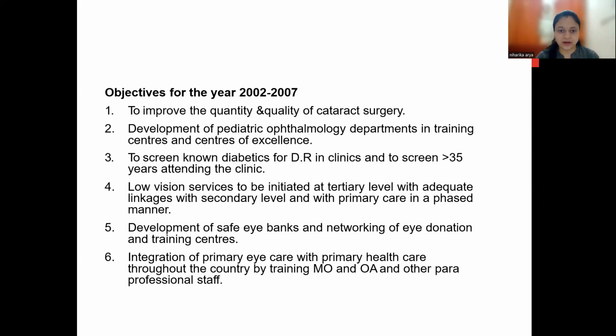Objectives for the years 2002-2007: First, to improve the quantity and quality of cataract surgery. Second, development of the pediatric ophthalmology department in training centers and centers of excellence. Third, to screen known diabetics for diabetic retinopathy in clinics and to screen those more than 35 years attending the clinics.